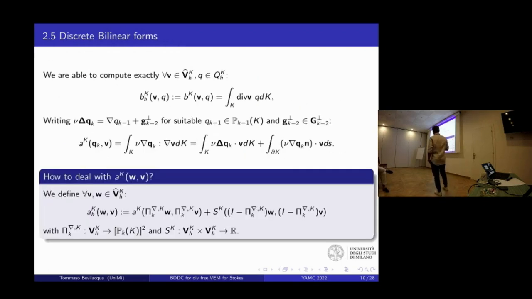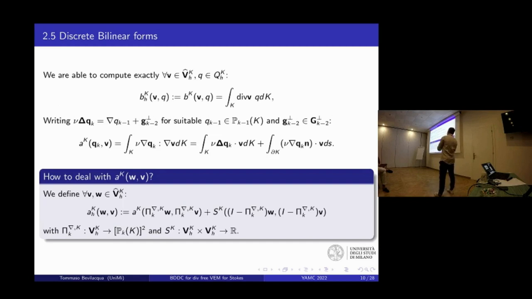Also, you are able to compute the bilinear form A exactly when one of the two entries is a polynomial and the other is a virtual function. In this case, you integrate by parts and use a particular decomposition of the Laplacian of a polynomial of degree k, that is a polynomial of degree k minus 2. You integrate again by parts, and you are able to recover this information from the previous degrees of freedom. The problem comes when you have to deal with the bilinear form A testing with two virtual functions.